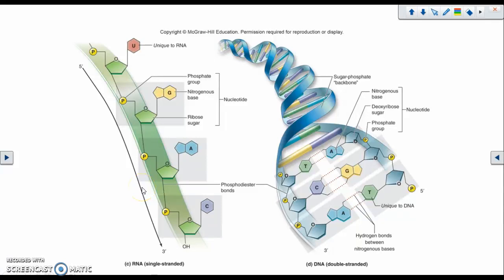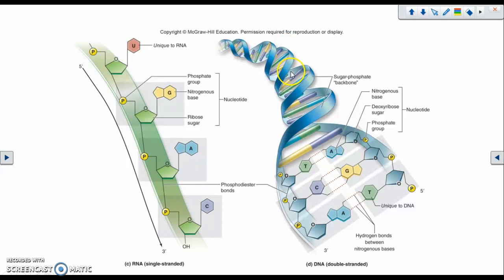Hello everyone. So in this lecture we're going to be talking about DNA, in this case the function of DNA in the cell, and the cell cycle. Okay. So again, you have been shown this before. This is the structure of ribonucleic acid, RNA. This is the structure of deoxyribonucleic acid, DNA. Make sure that you understand the differences between these.